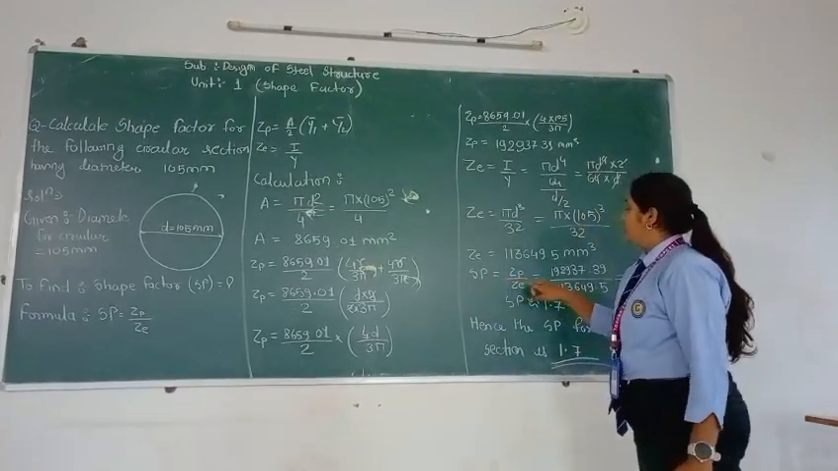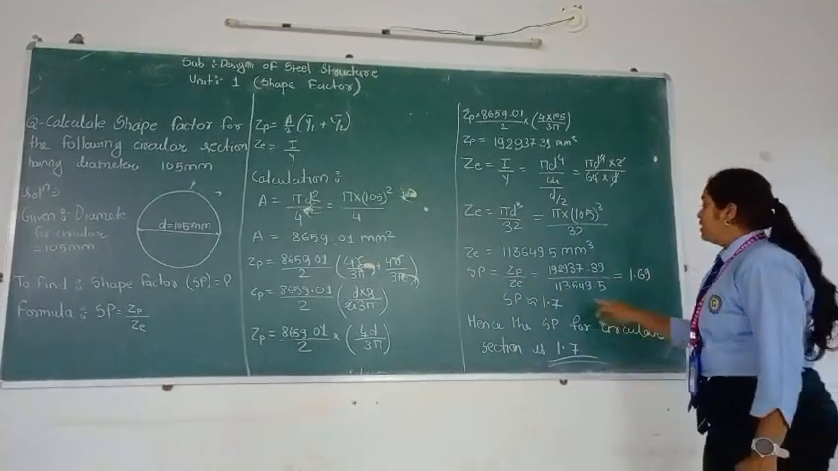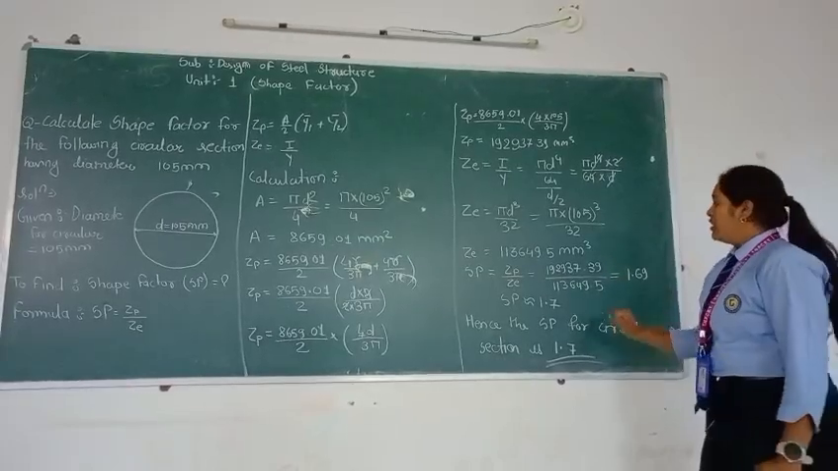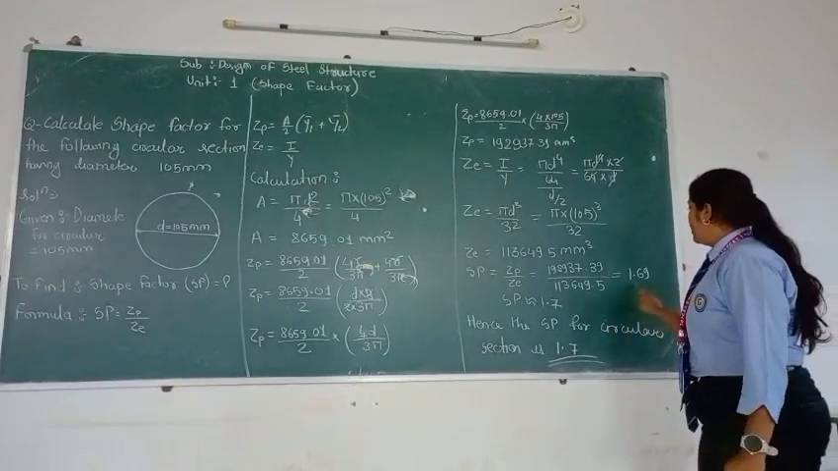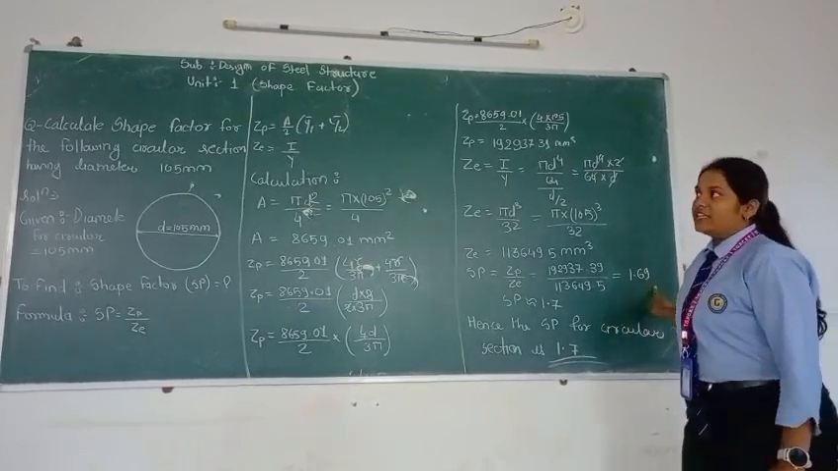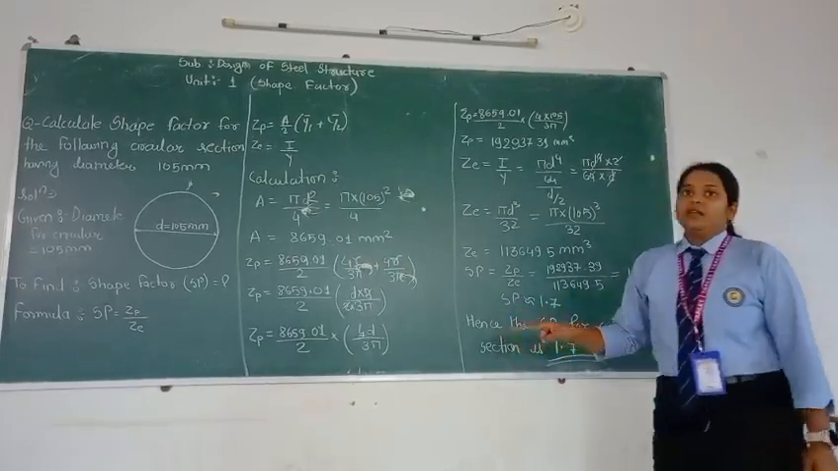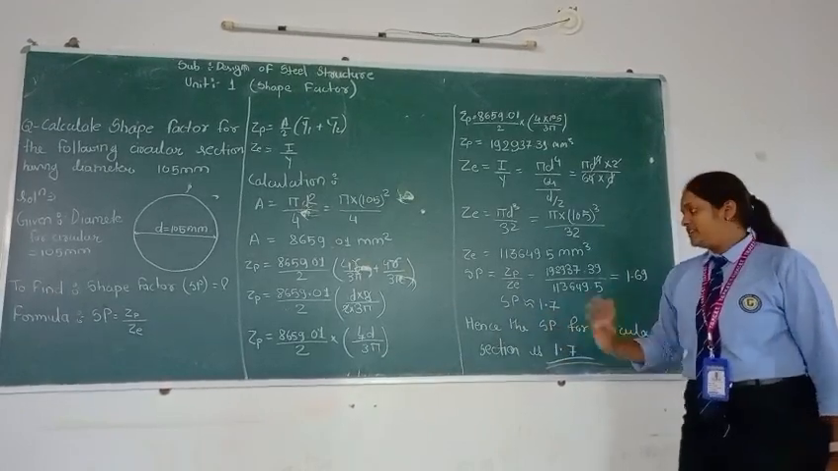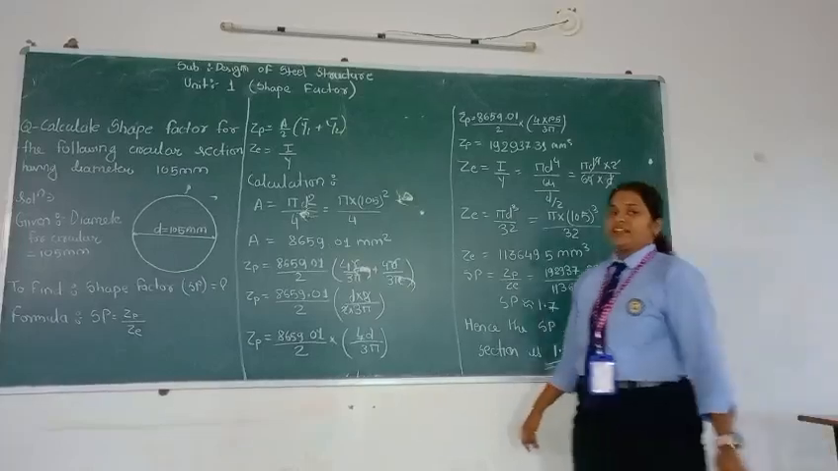Now the final step is finding the shape factor. The shape factor is Zp upon Ze. Put the value of Zp and Ze: 192,937.39 upon 113,649.5 is equal to 1.69. 1.69 will be approximately 1.7. Hence, the shape factor for the circular section is always 1.7.